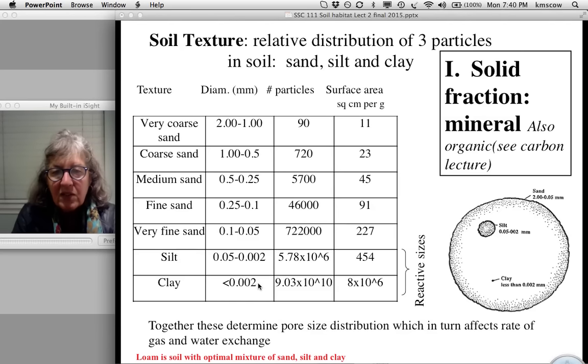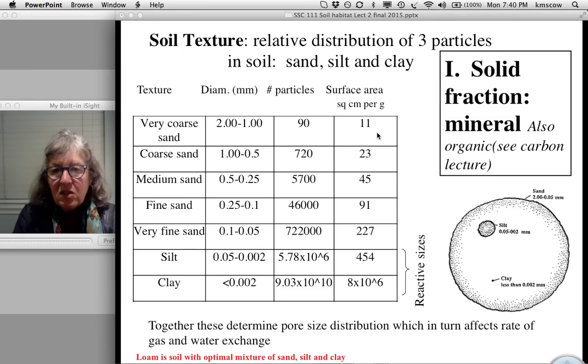So what's interesting is not only this proportion of different particle sizes in soil, which by the way is called soil texture. Texture is the relative distribution of these three particle sizes in soil, and it has nothing to do with soil organic matter. Texture only has to do with the mineral fraction. But what's interesting is if you go over here and look at like the number of particles that you'd find in a gram of soil, and more importantly, the surface area.